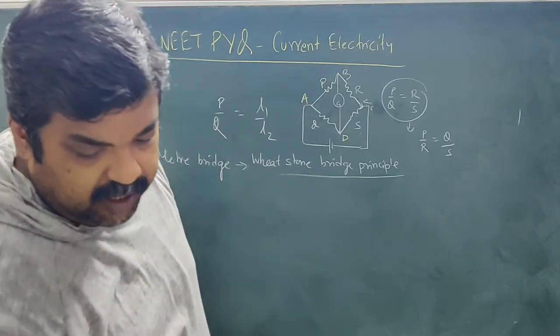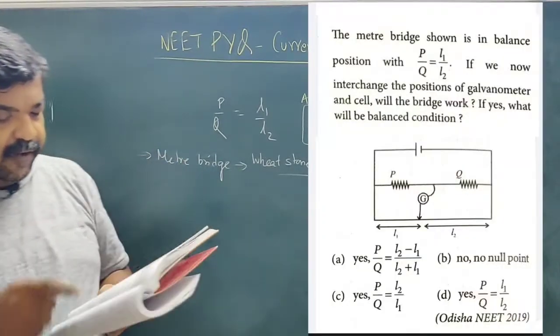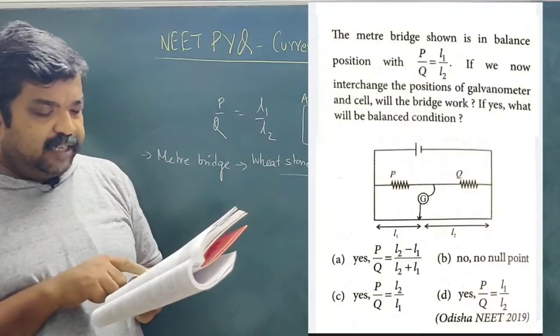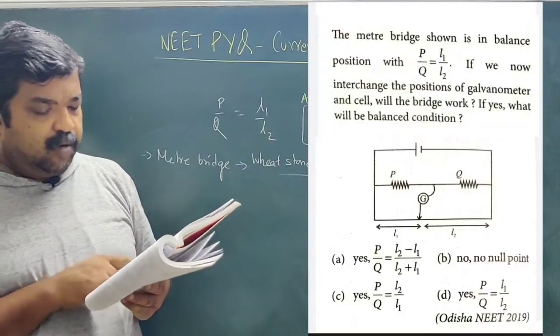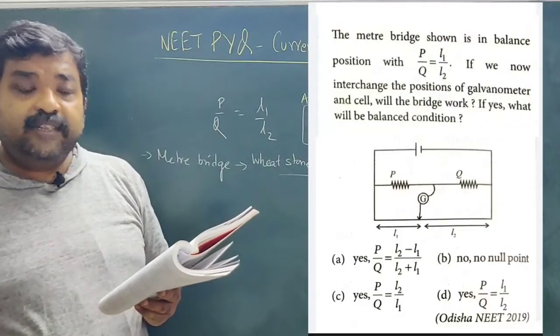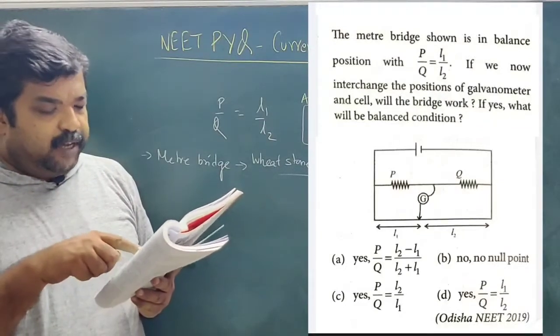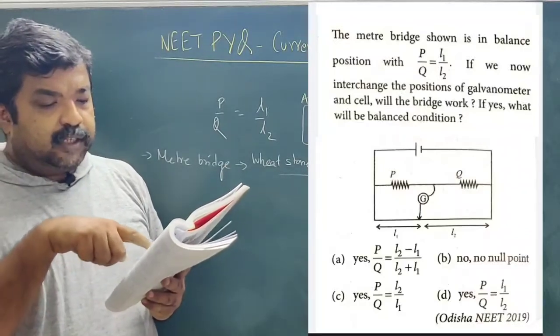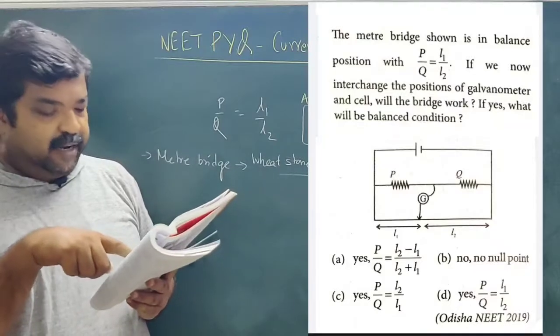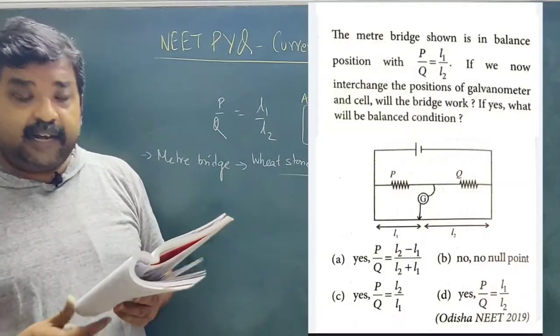So here again, it is given that if we now interchange the position of galvanometer and cell, will the bridge work? Yes, it is going to work. And if yes, what will be the balance condition? Balance condition will remain same. So P by Q is equal to L1 by L2. So option D, P by Q equal to L1 by L2, that is the correct answer.